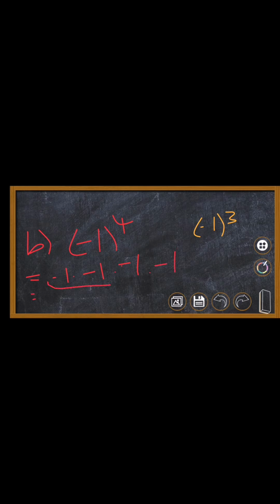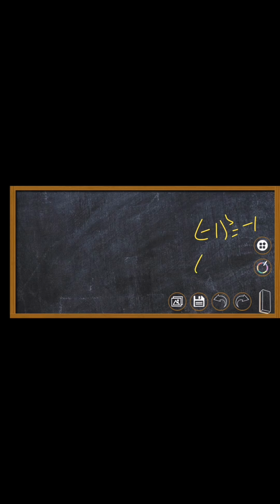If we look at this part alone, a negative times a negative is a positive. Then a negative times a negative is another positive. So our answer in this case would be positive 1, because positive times positive cancels out to be positive. So what do we get? Negative 1 to the power of 3 is negative. Negative 1 to the power of 4 is positive.